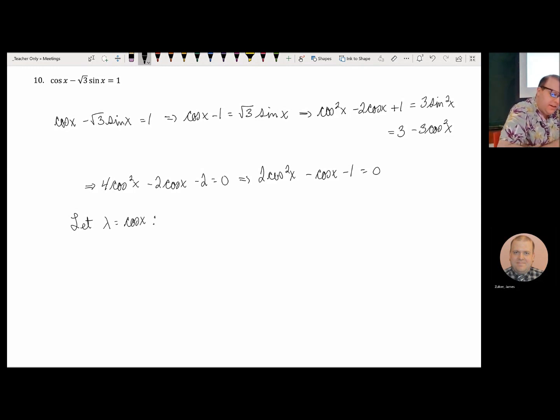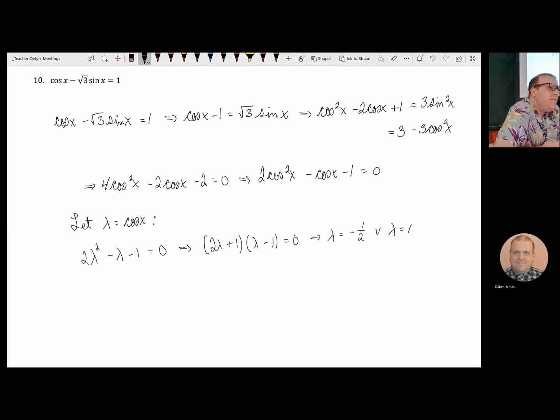But let lambda be cosine. 2 lambda squared minus lambda minus 1 is 0. Two lambda plus 1 times lambda minus 1. We get lambda is negative half or lambda is 1.